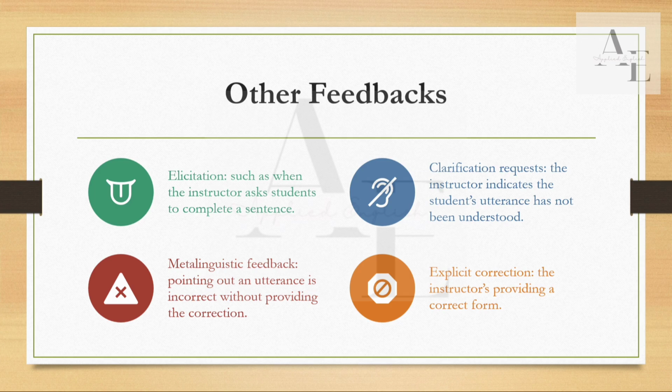And we have metalinguistic feedback. It's pointing out an utterance is incorrect without providing the correction. Like when the student in the previous slide said "go at," the teacher would say, "Go at is incorrect. We don't say that." So it's also a type of feedback. And finally, explicit correction, where the instructor provides a correct form. So the teacher says, "It's not go at, it's went to." So that's explicit correction.